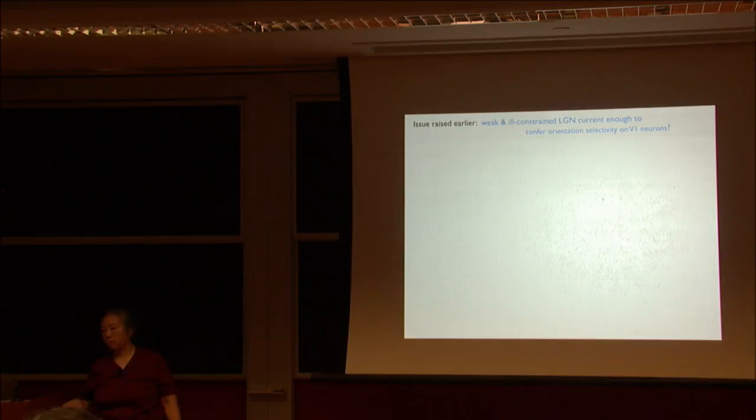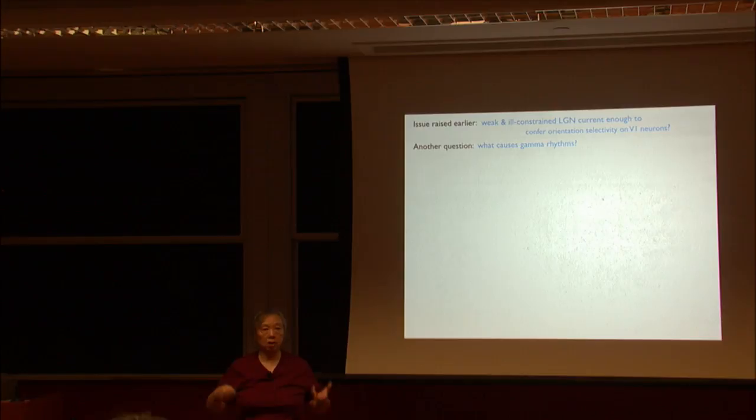Okay, so this is the last part that I would like to talk about. Some issue raised earlier is whether or not this weak and ill-constrained LGN current is enough. Another question is what causes the gamma rhythms? All over the brain, you hear a rhythm that's somewhere between 30 hertz and 90 hertz or something like that. All over the brain, you detect it. It just kind of makes some kind of a rhythm.